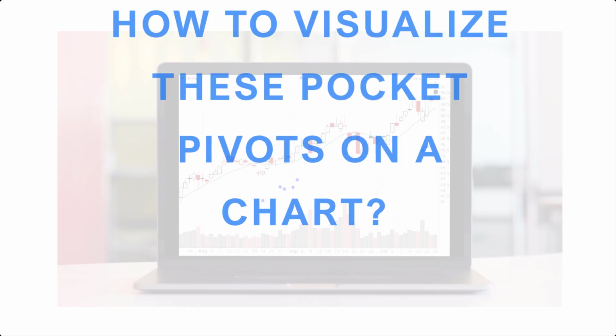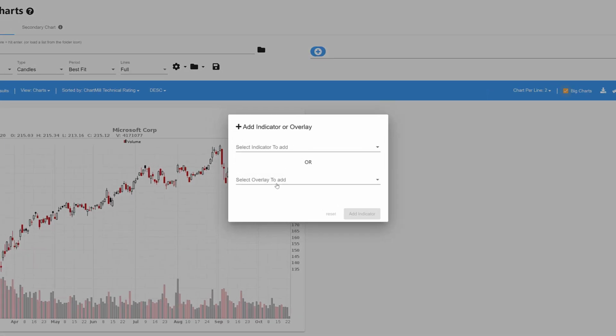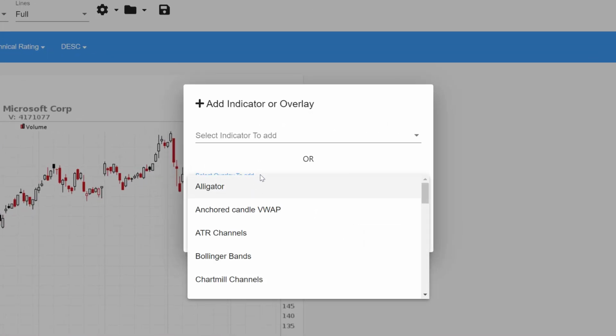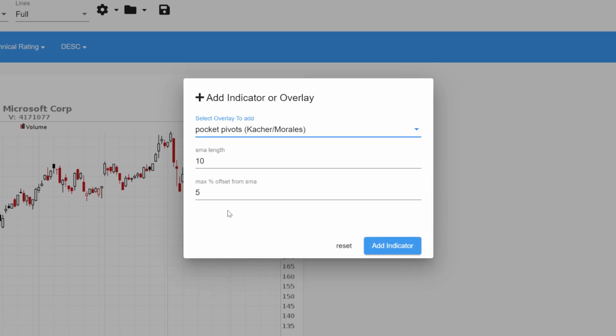The pocket pivots are shown as an overlay on the chart in the form of blue dots. In the chart tool, first enter the ticker, then click on the plus sign and select the option Select Overlay to add for the pocket pivots. Tip: if you press the letter P, you will see the first indicator that starts with the letter P. The pocket pivot overlay has two options: the length of the simple moving average and the maximum percentage that the price may deviate from this SMA.